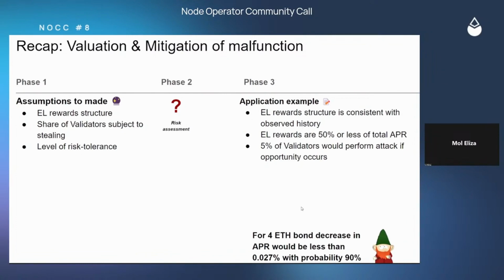And yeah, the example here is based on the graphs above. For the ETH bond, the decrease in APR would be less than 0.027% with a probability of 90% if only 5% of validators would perform the EL stealing attack if the opportunity occurs.